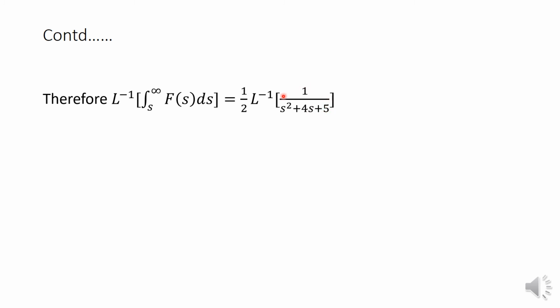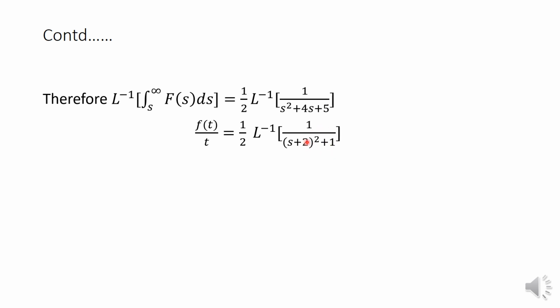In order to find the inverse Laplace transform of this function, you write this 5 as 4 plus 1, so that s square plus 4s plus 4 can be written as s plus 2 whole square, and plus 1. So by applying the shifting property we can easily evaluate this L inverse. Therefore finally f of t by t is equal to 1 by 2 L inverse of 1 by (s plus 2 whole square plus 1).